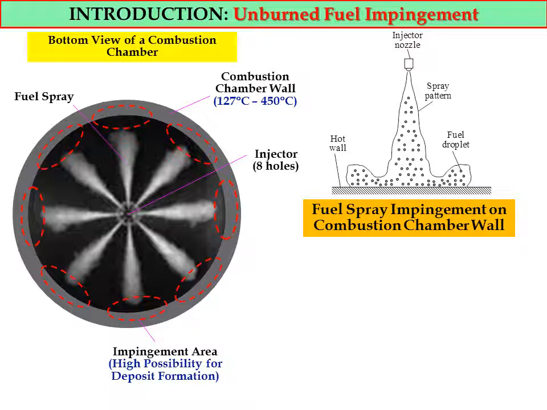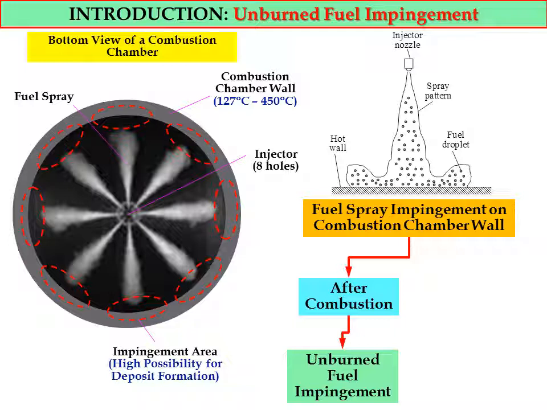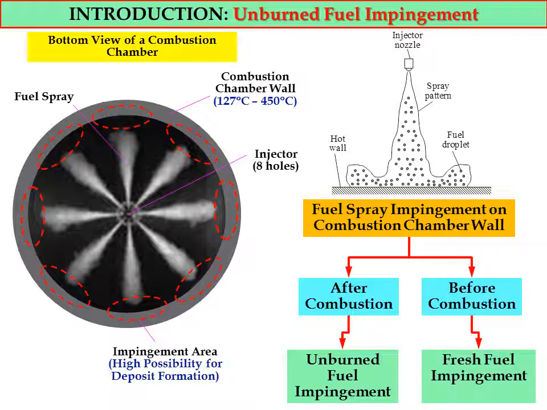So for fuel spray impingement on the combustion chamber wall, there are two cases. The first case is the condition after the combustion process, where there will be impingement of unburned fuel on the chamber wall. The second case is before combustion, and for this condition we will have fresh fuel impingement because the combustion has not started yet. So we need to consider these cases when we discuss fuel deposition in an engine.